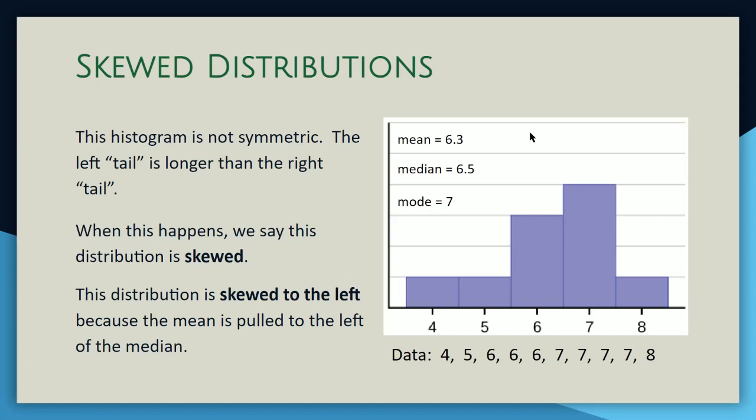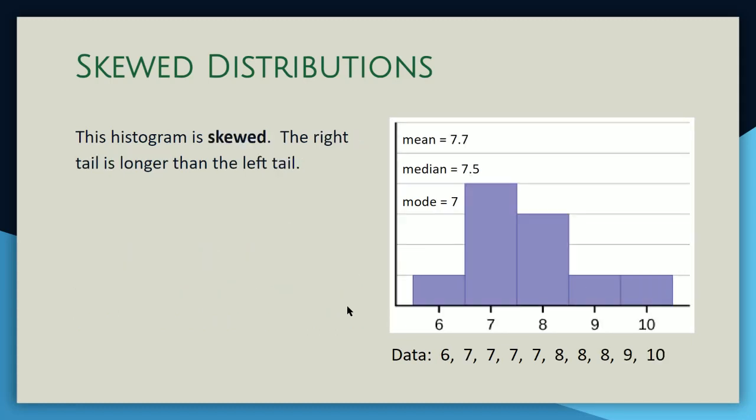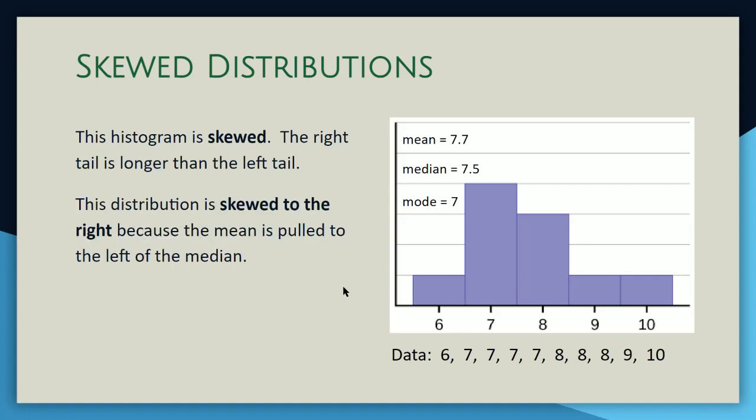If a graph is not skewed to the left, and we know it's skewed, then it must be skewed towards the right. So this histogram is skewed, and the right tail, the larger values, is longer than the left tail. So we would say that this distribution is skewed to the right, or that it's skewed towards the larger values.